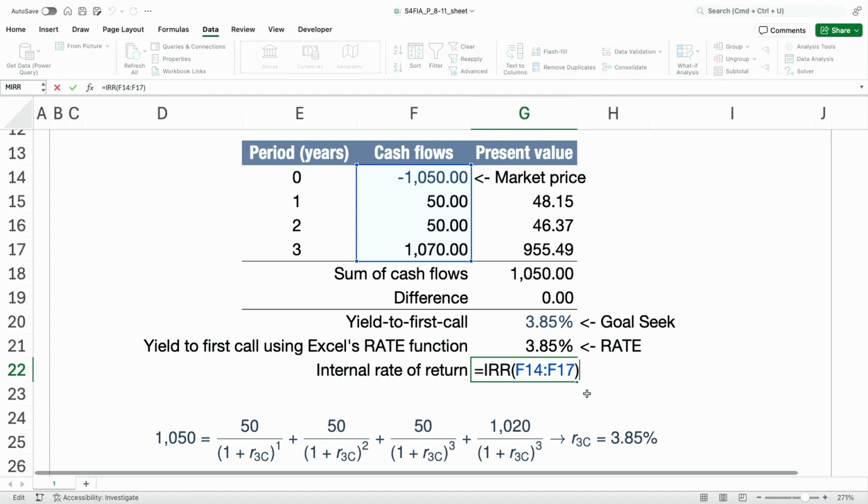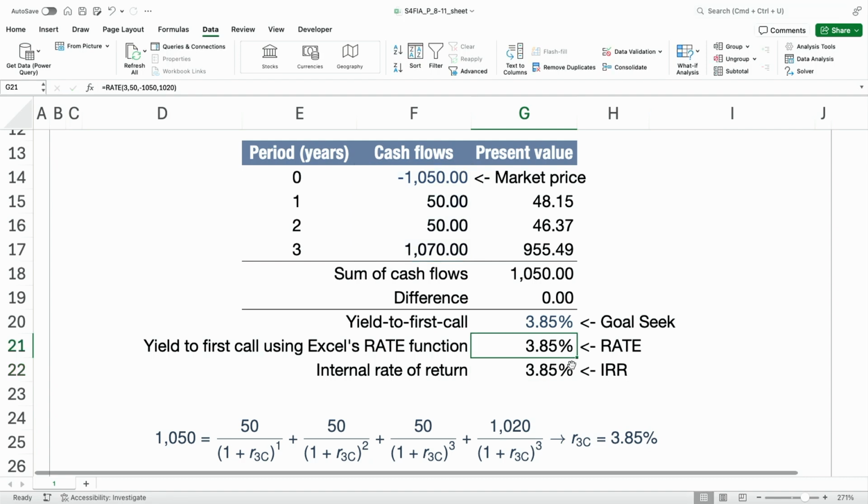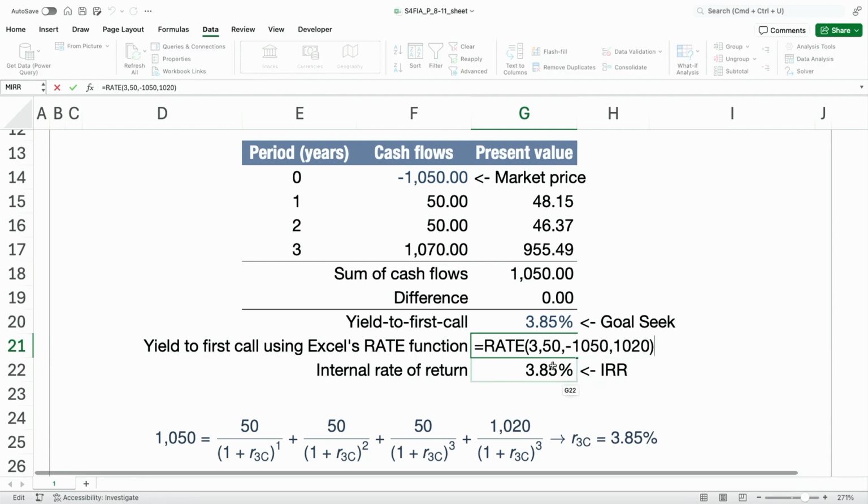More important is the fact that the IRR returns a periodic rate. If the periods are annual, as in this case, the rate is annual. If the periods are semi-annual, the rate is semi-annual. Or finally, Excel's function RATE.